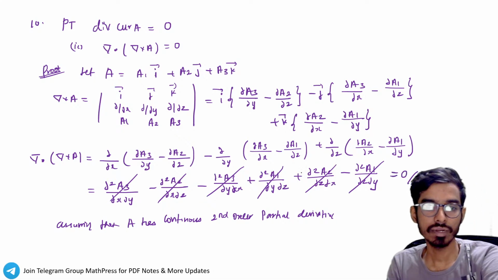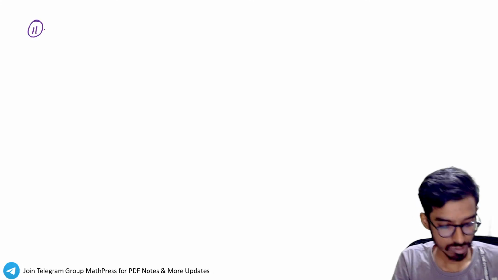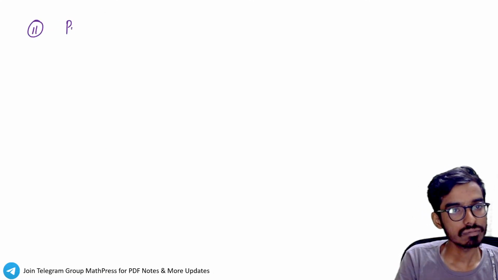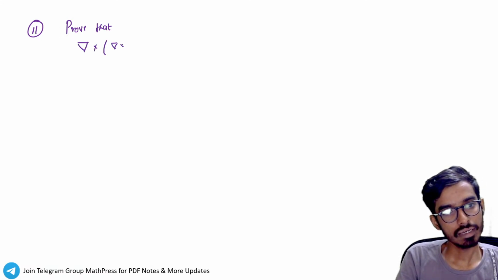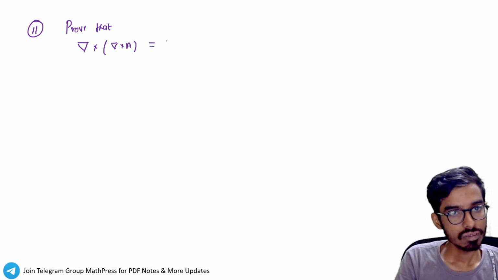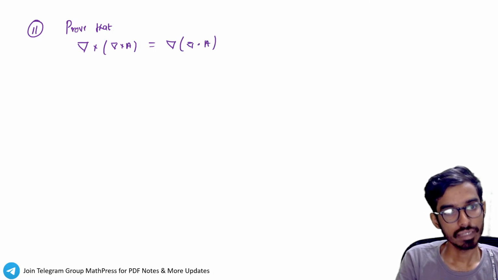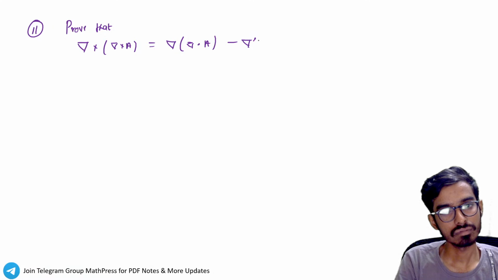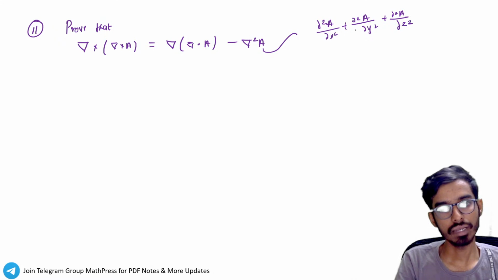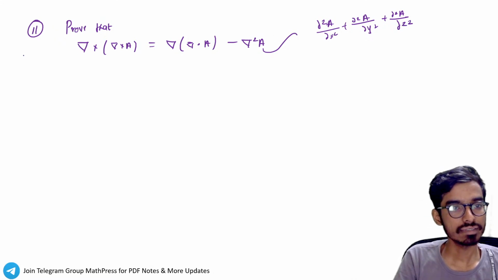So 11th, the last one, you take as an exercise, right? You prove this very easily. Prove that del cross (del cross A) is equal to del (del dot A) minus del square A. So del square A is nothing but ∂²A/∂x² plus ∂²A/∂y² plus ∂²A/∂z², right? So this is what we need to prove. You take it as an exercise. I'll give you some hint.